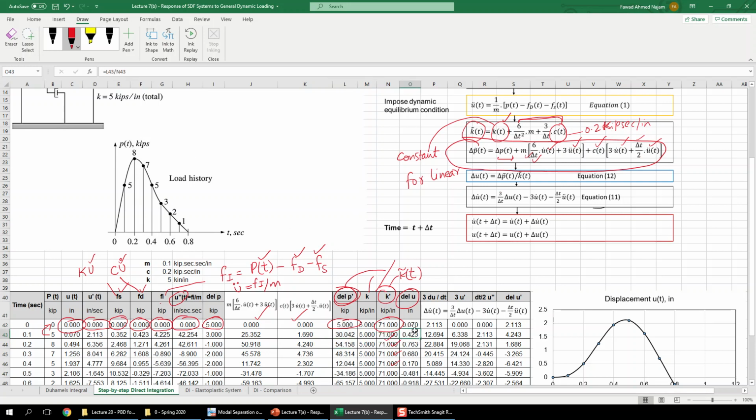Once you get this delta u for a particular time step, you can use equation 11 to get the delta u dot. All of these things are the calculations for equation 11, and finally in this column you get the delta u dot, which is equation 11. So our main outputs which will be used in the next time step are delta u here and delta u dot, which is here. These two values, 0.07 and 2.113, will be used in the next time step.